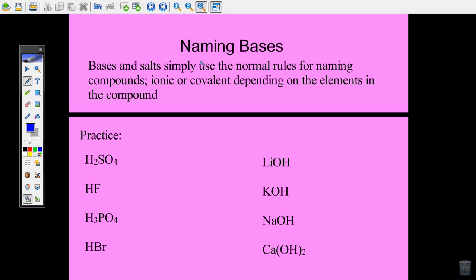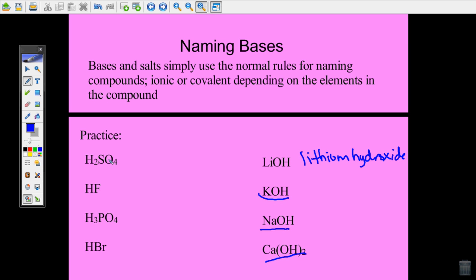Alright, naming bases. Bases, you just name them as you normally would. This is lithium hydroxide. Potassium hydroxide. Sodium hydroxide. Calcium hydroxide. So those are all the same.